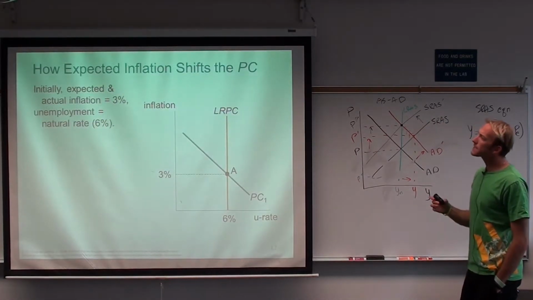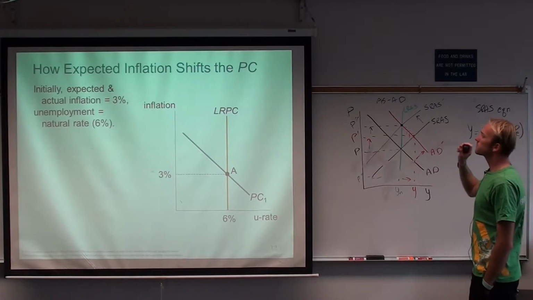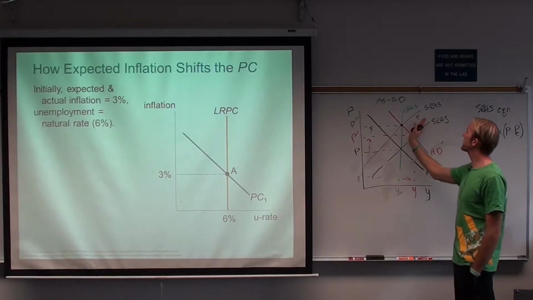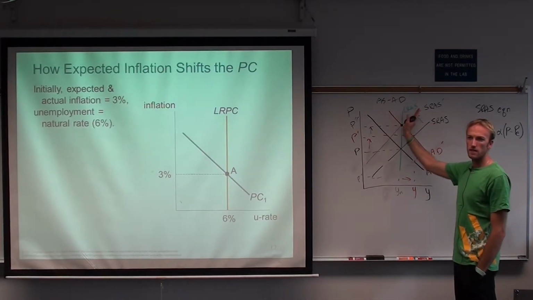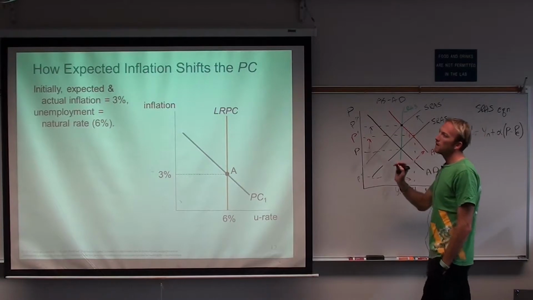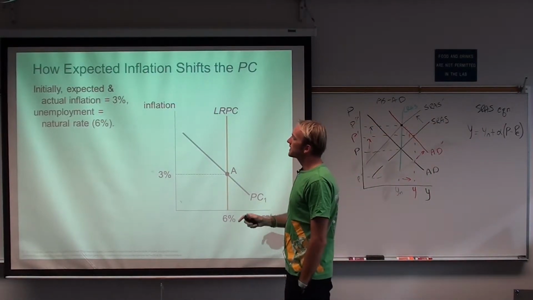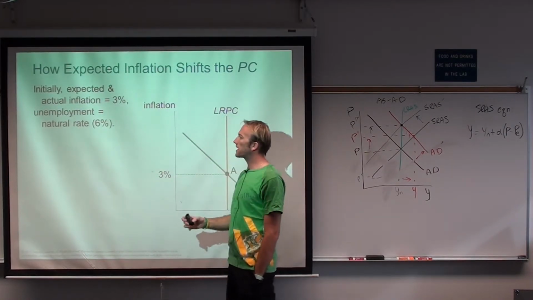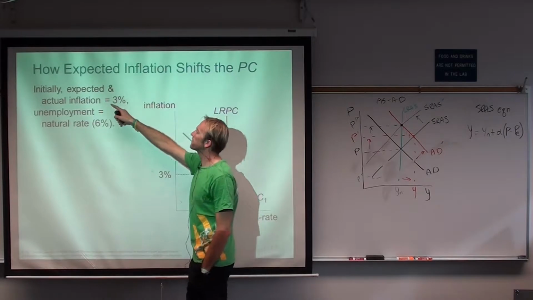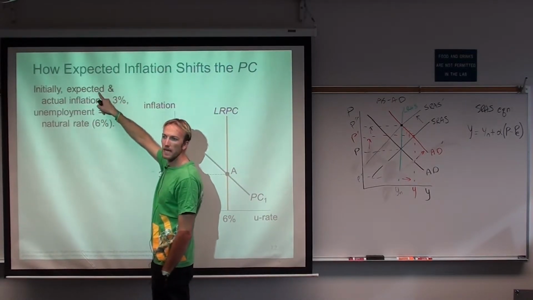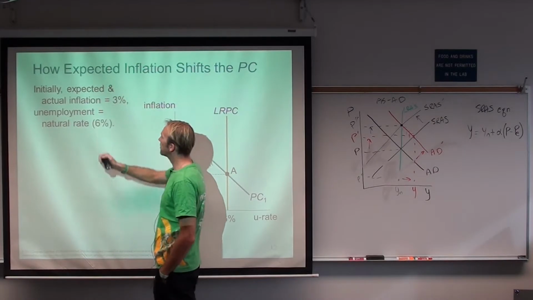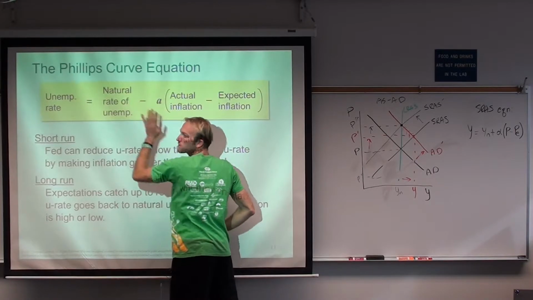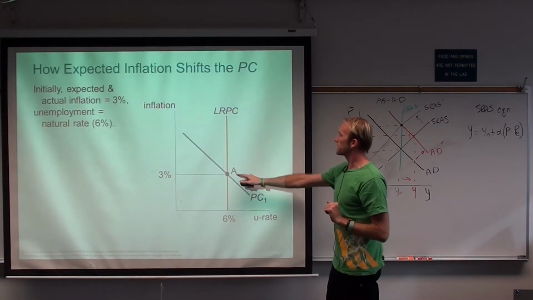How does this expected inflation affect the Phillips curve graph? Well, we know how the expected inflation affects the SRIS curve. It moves the SRIS curve to the left. Let's suppose that at the beginning, expected and actual inflation are 3%, which gives us the natural rate of unemployment, 6%, right? So these are the same. Nobody's surprised. Expected and actual is 3%. So according to this thing right here, if these are both 3%, this whole thing is 0, then unemployment is equal to the natural rate, okay? And so we're here.